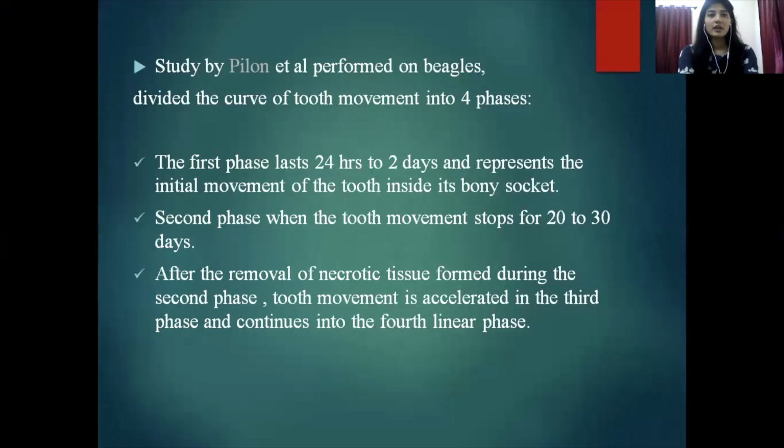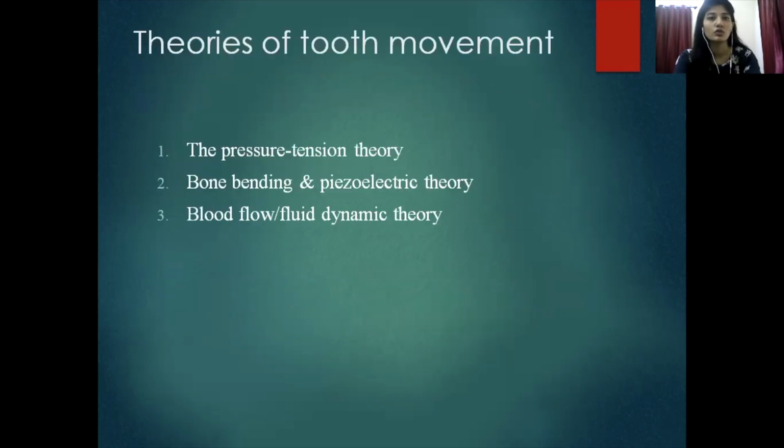So coming to the study by Pilon et al., performed on beagles, which divided the curve into 4 phases. The first phase lasts for 24 hours to 2 days and represents the initial movement of the tooth inside its bony socket. In the second phase, the tooth movement stops for 20 to 30 days until the removal of the necrotic tissue formed during the second phase. Then the tooth movement is accelerated in the third phase and continues into the 4th phase, the linear phase, that is the constant force and the constant tooth movement. The magnitude of the tooth movement is constant after the removal of the hyalinized tissue, in the 4th phase.